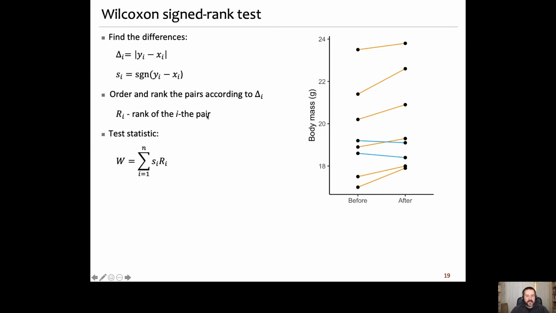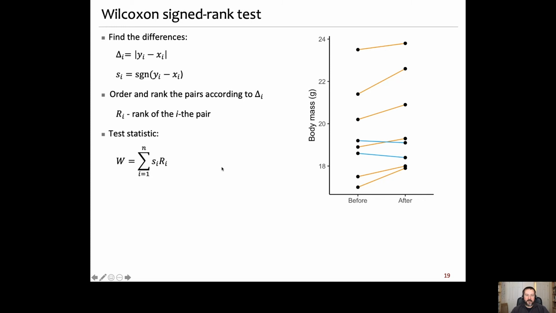This is how you perform this test. We find the absolute difference for each pair, and we also find the sign of this difference. Orange lines show the sign of +1, blue lines show the sign of -1, where mice either increase or decrease their weight, respectively. Then we order and rank all these pairs according to the absolute difference and create R_i, which is the rank of the i-th pair. The test statistic is the sum of S_i times R_i.